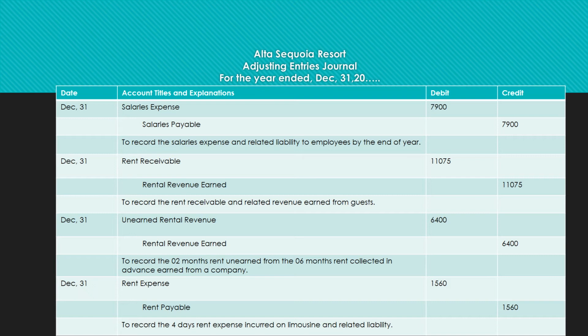So rent is not yet paid by the company, so we will show that as rent payable liability. So increase in liability is recorded by credit, so we will credit rent payable 1,560. So explanation will be to record the 13 days rent expense incurred on limousine and related liability. That's all about transaction D.